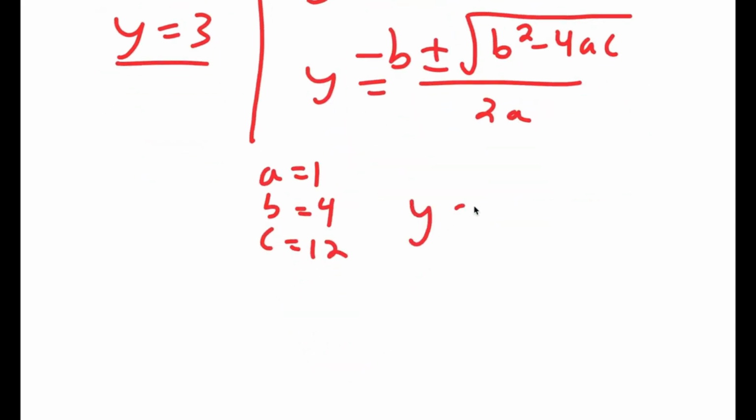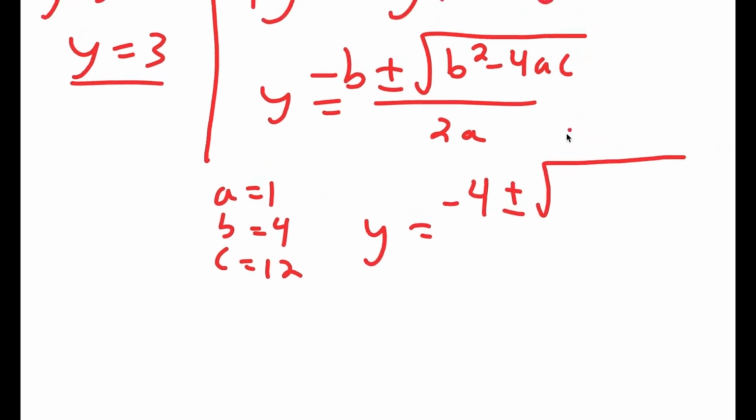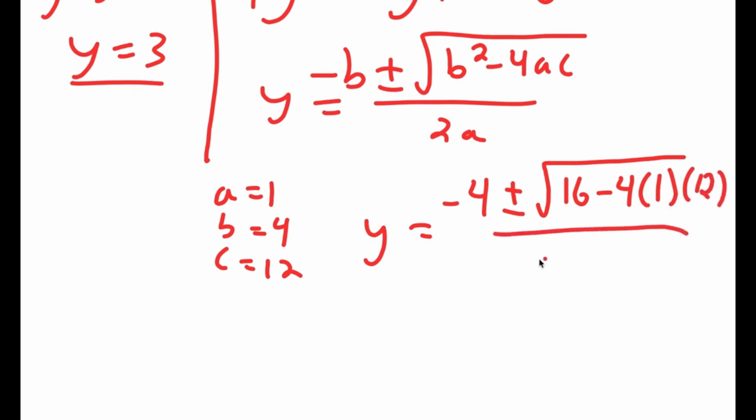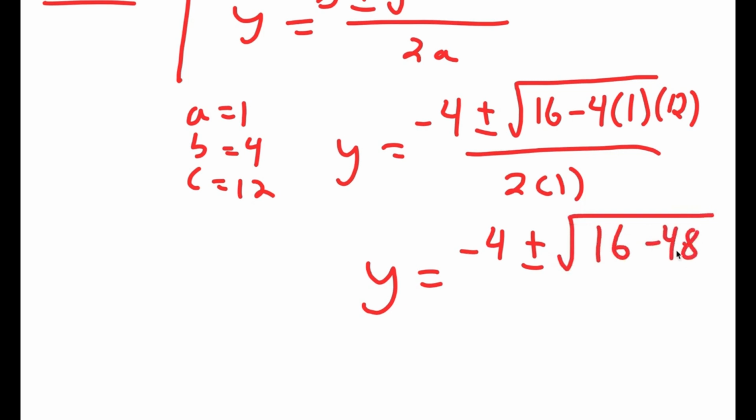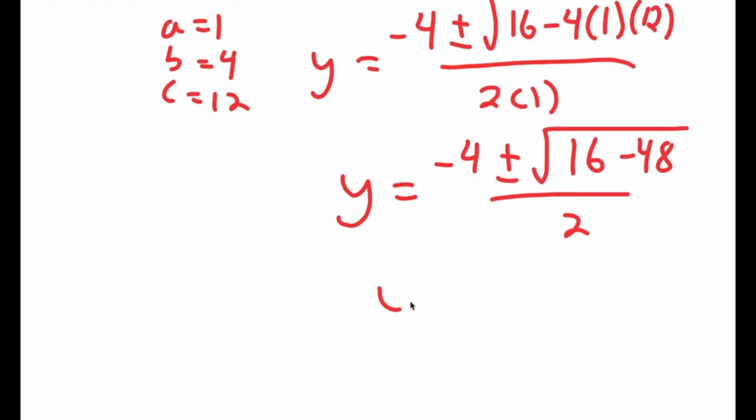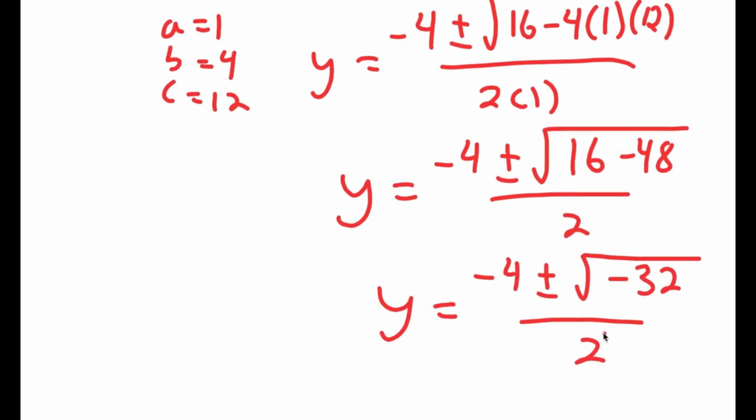So I get y is equal to negative 4 plus or minus the square root of b squared minus 4ac. b squared is 4 squared, which is 16, minus 4 times a, which is 1, times c, which is 12, all over 2a, so 2 times 1. And this is equal to negative 4 plus or minus the square root of 16 minus 48 over 2, which is equal to negative 4 plus or minus the square root of negative 32 over 2.